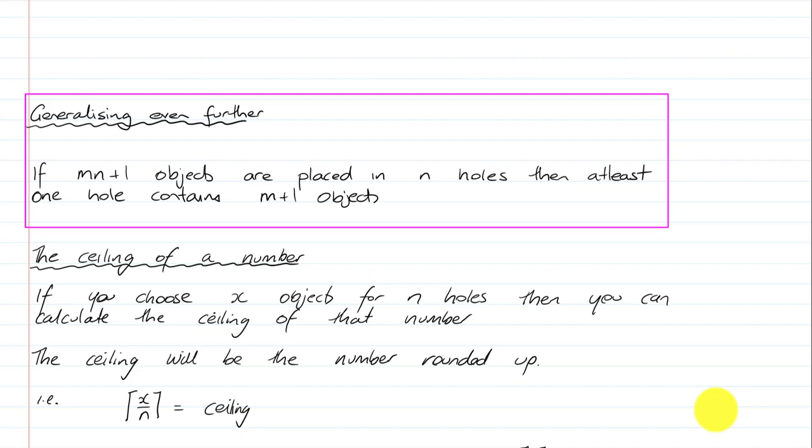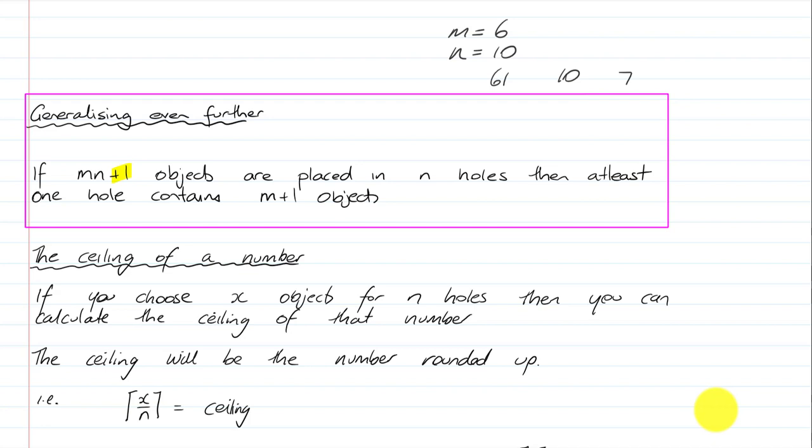Now, you can't see me, but I'm rubbing my head because that is really a little bit complex. But let's consider it numerically. Let's say m is equal to 6, and n is equal to 10. Then we're saying if there are 61 objects, which is mn plus 1, and they're placed into 10 holes, well then at least one hole contains 7 objects. And we can see that that's true. So it's all about this plus 1.